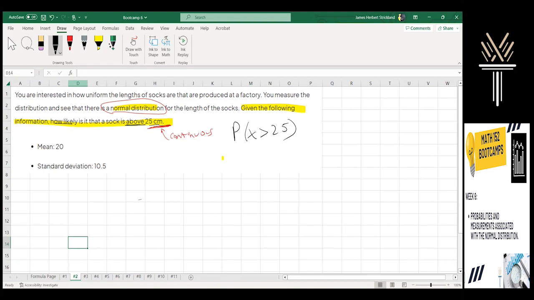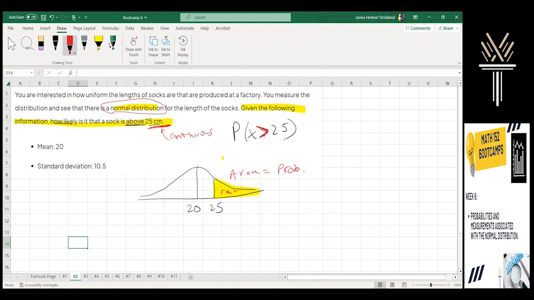So if we just draw a brief little distribution, because sometimes they'll ask us to sketch this. In the center, we'll put our mean of 20. 25 is greater than 20, so it's over here somewhere. And we want the area to the right. Sometimes you'll hear us say the word area, and sometimes you'll hear us say the word probability. They mean the same thing as far as this class is concerned. So if I'm telling you to find the area or find the probability, we mean the same thing. And so we want the area on the right of 25 because we want it above.